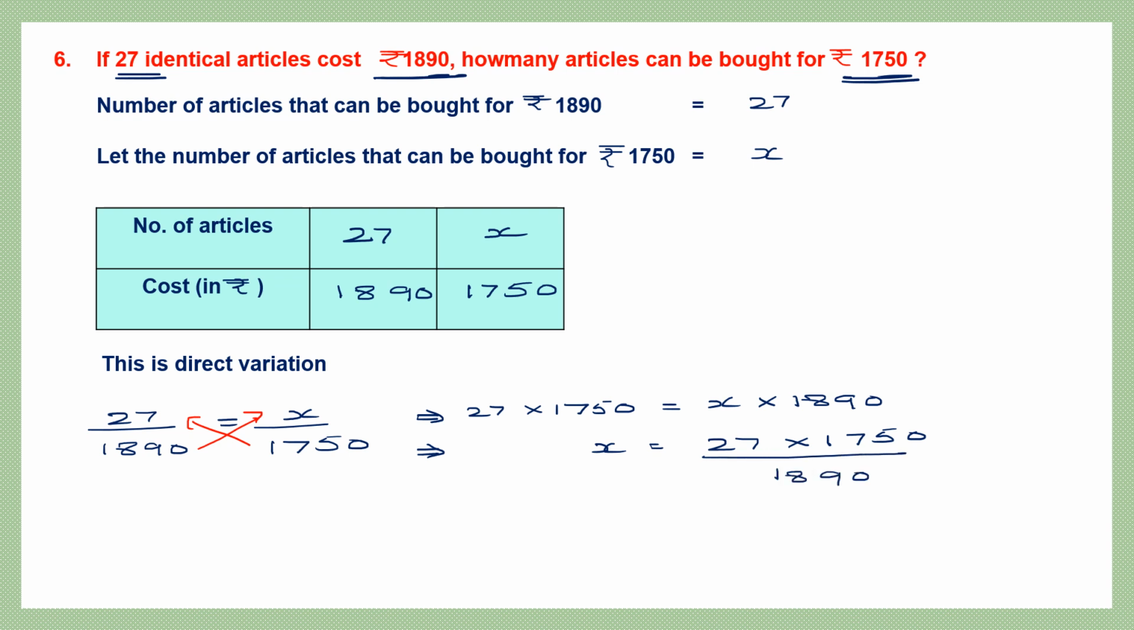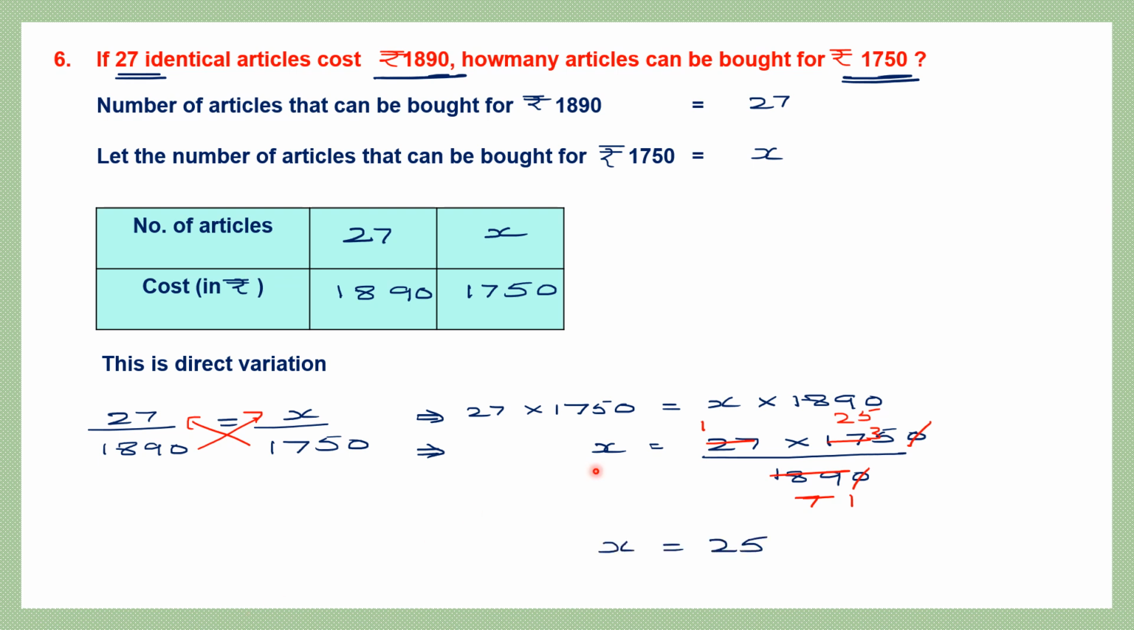So let's try and cancel. I can cancel this 0 and this 0. What else can we cancel? Can we cancel 27 and 189? Yes, 27 ones are 27, 27 into 7 is 189. We can also cancel 175 and 7. So let's do that. 7 twos are 14, there is 3 left, 35. So 7 fives are 35. So what do we have? This is 7 ones. So we only have 25 left. So x is equal to 25.